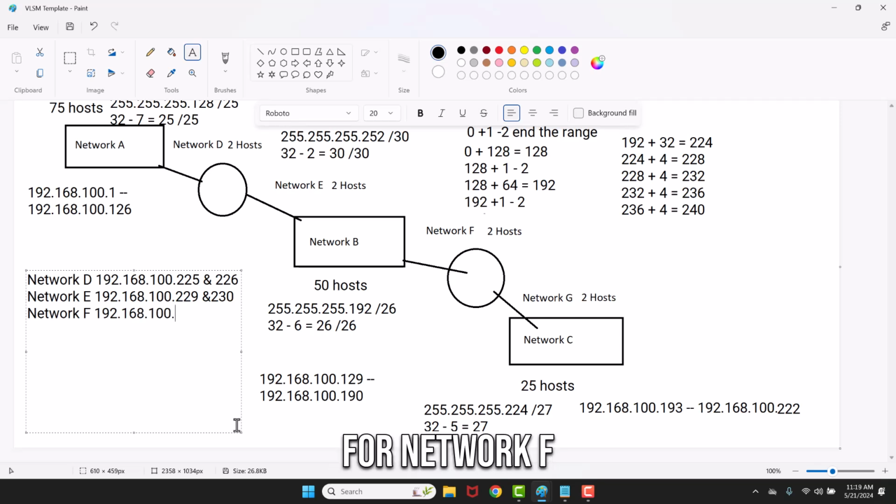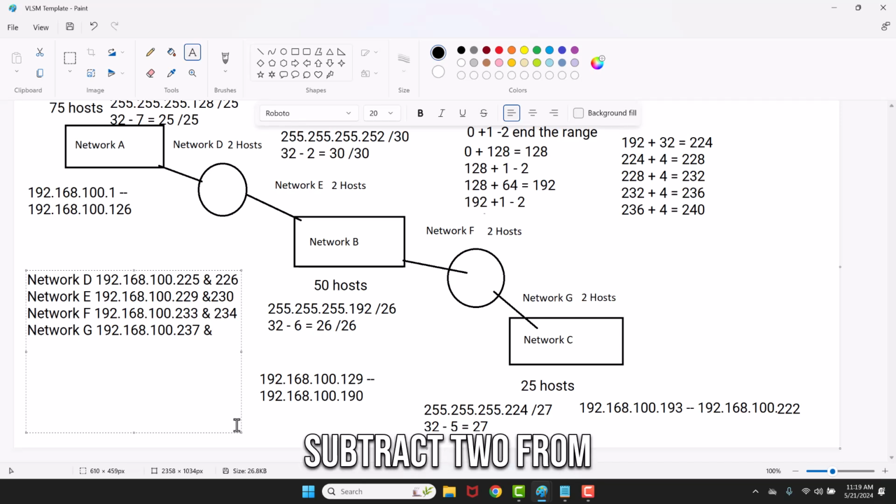For network F, I start with 192.168.100, add 1 to 232 to get 233, subtract 2 from 236, and I end with 234. And the last one, network G: 192.168.100, add 1 to 236 to get to 237, subtract 2 from 240 to end at 238.